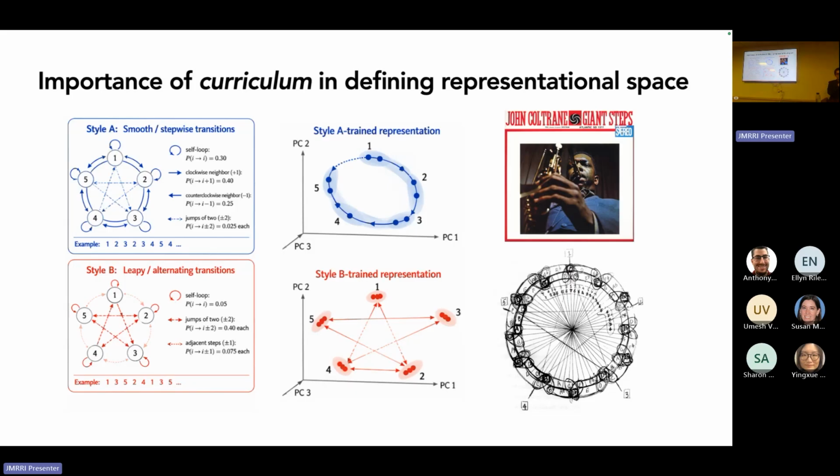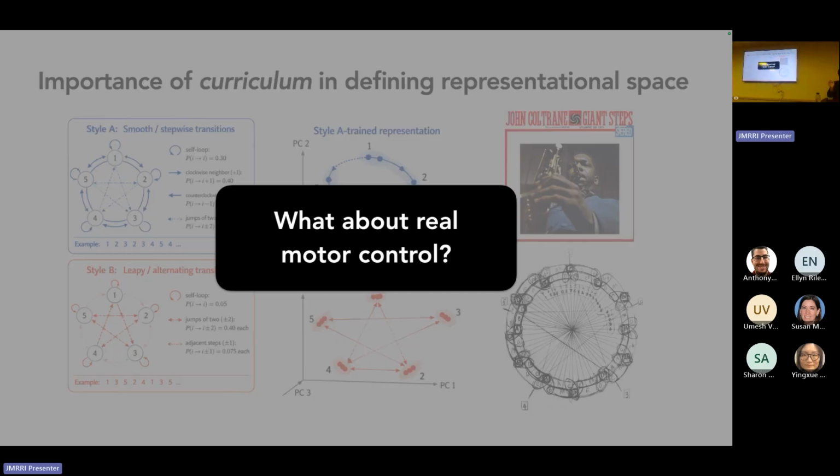But I know you guys are probably thinking about what about real motor control? Okay. So again, piano is fun for me to think about, but I know it's about rehabilitation. So we wanted to think about these ideas inside something at least about reaching to a point.